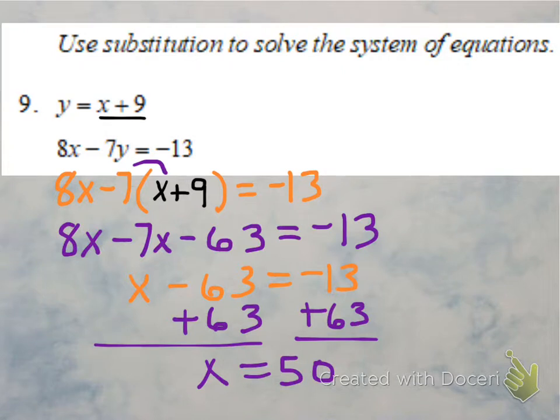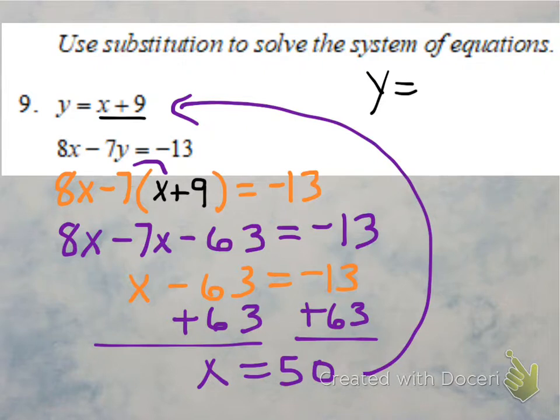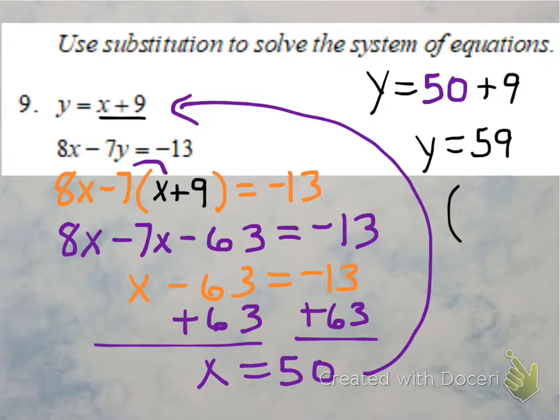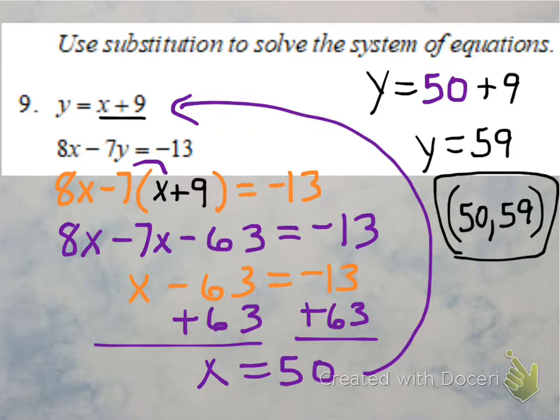Now to find y, we'll plug this back in. So going back to that equation, we had y equal to, and then instead of x, we're putting 50. And then we have plus 9. 50 plus 9 is 59. Put it together as an ordered pair, x, then y. So these are intersecting lines. They intersect at the point 50, 59. Not something you would want to graph, at least by hand.